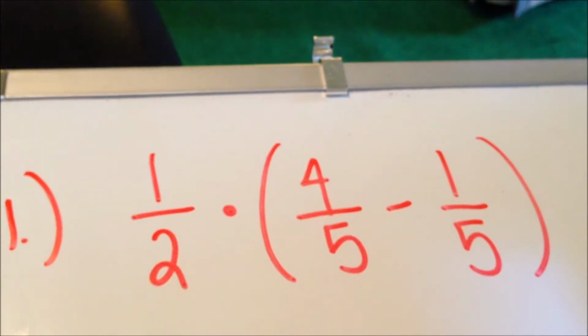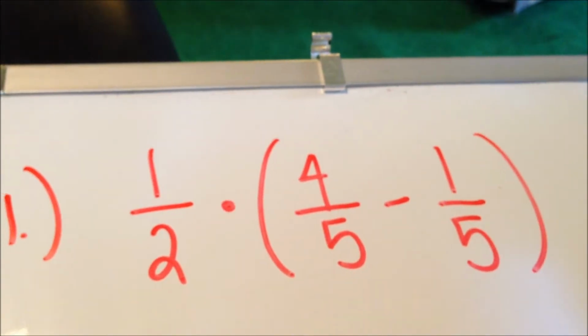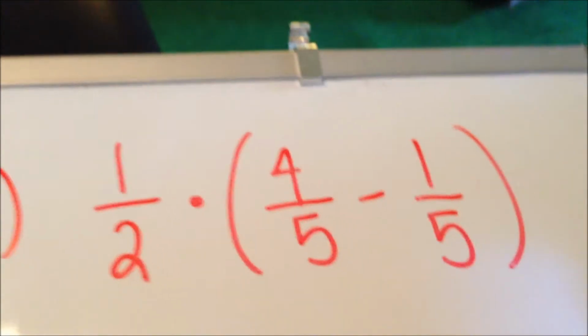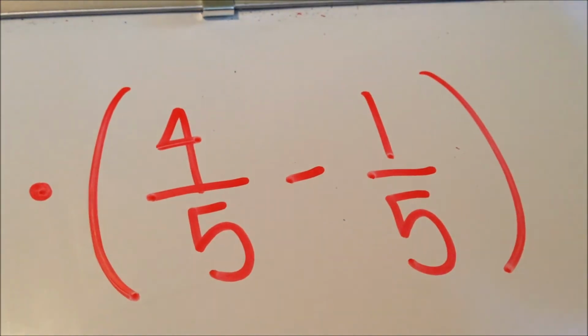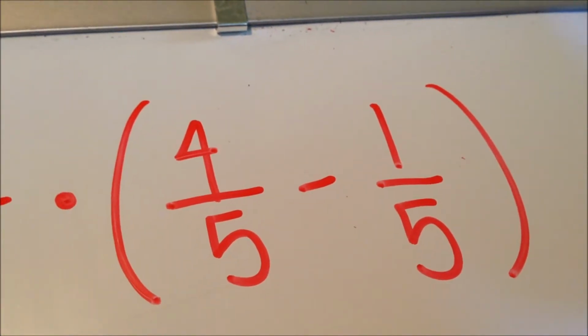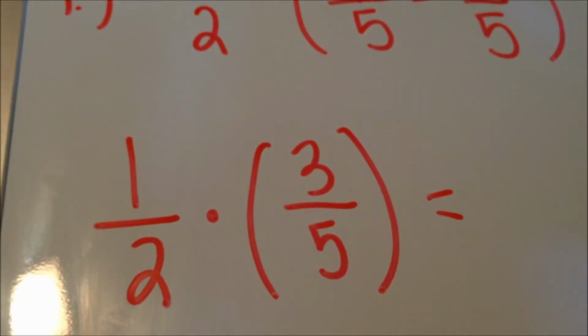We have 1/2 times the quantity 4/5 minus 1/5. So using the order of operations, let's ask ourselves, do we have any parentheses? Yes, we do: 4/5 minus 1/5. That gives us 3/5. That's easily subtracted because they have the same denominator. So at this point we have 1/2 times 3/5.